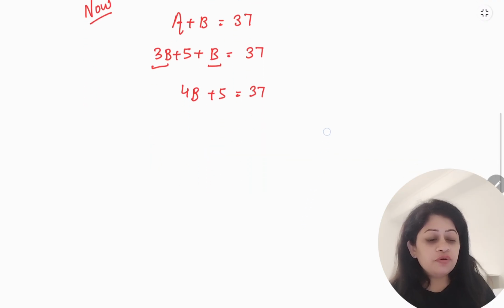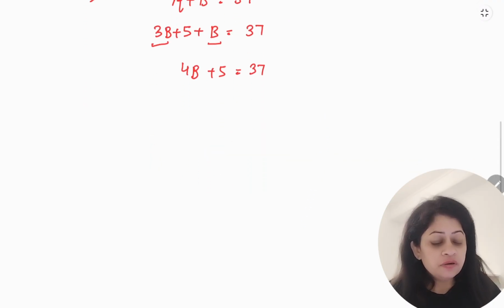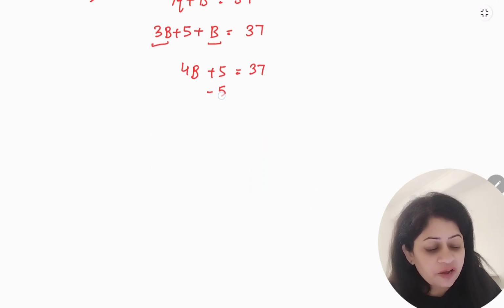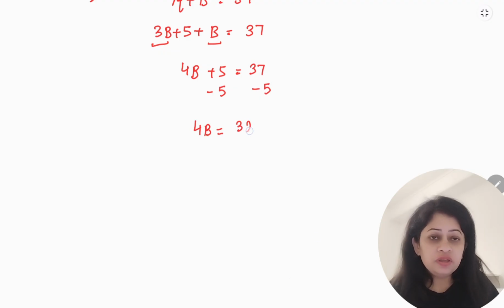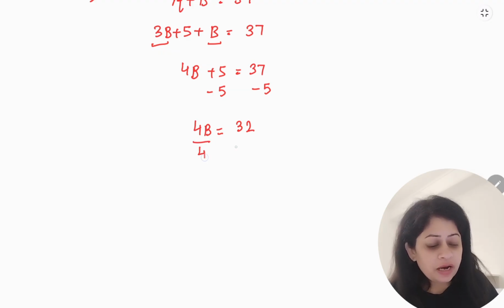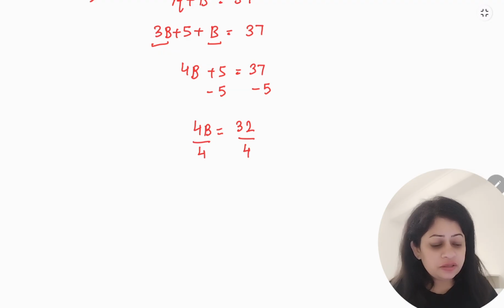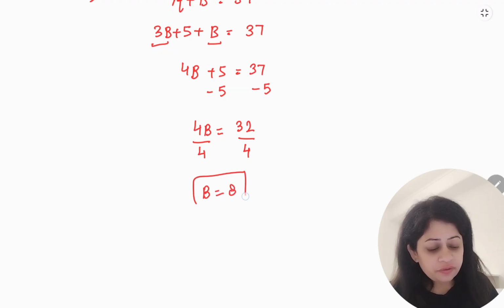And we need to find out the value of b, right? So what will we do? We will subtract 5 from both sides first. It is equal to 4b is equal to 32. Now since I need to find out the value of b, I will divide by 4 on both sides. It will become b is equal to 8, right?